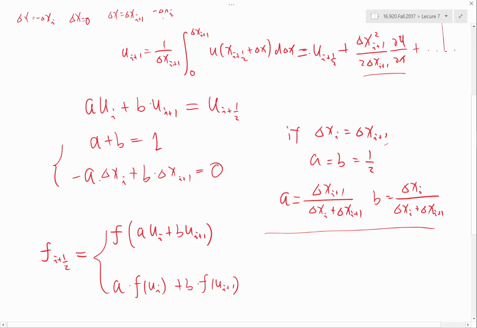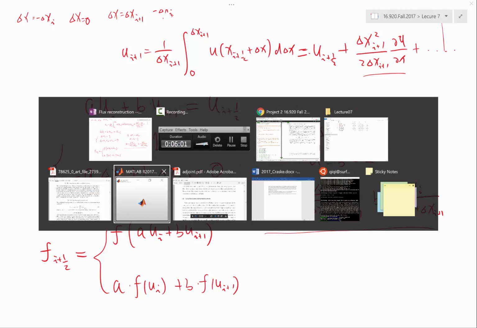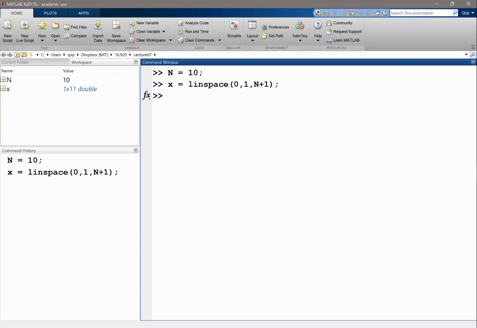And let's see how well that does for a real equation. So going to MATLAB, let me close this. I think it's making my computer hot. So going to MATLAB, let's again make a uniform grid. So let's choose n, for example, what n do you want to use? 10? Okay, simple. And I want x to be linspace of 0, 1, n plus 1. So these are my interfacial grid points.